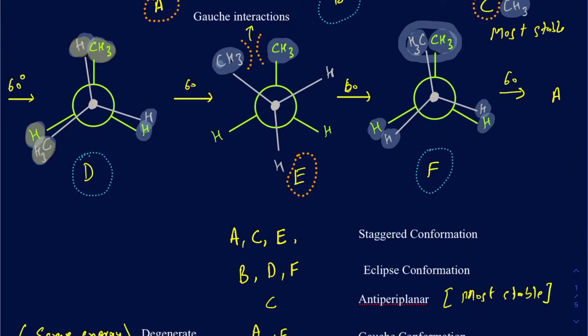Another name for the F conformation, even though it is indeed an eclipse conformation, is the syn conformation, where your biggest groups are right along the same line in this particular case.